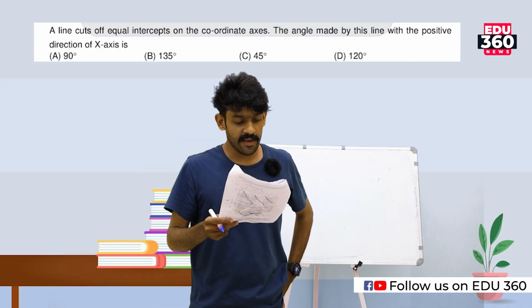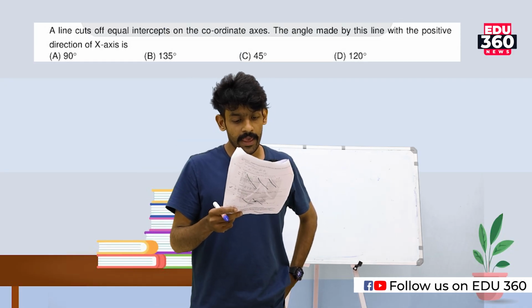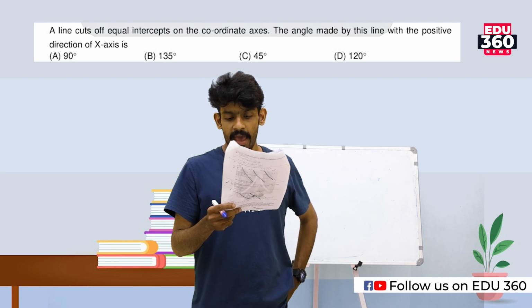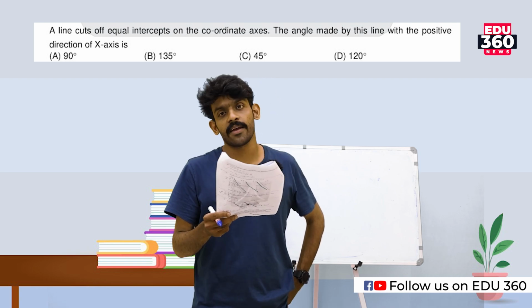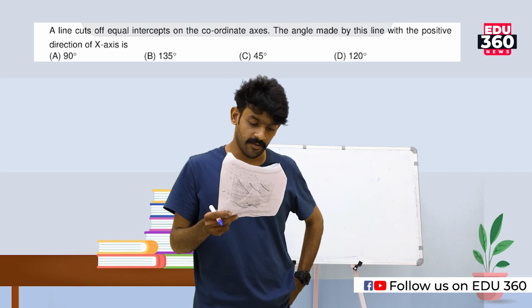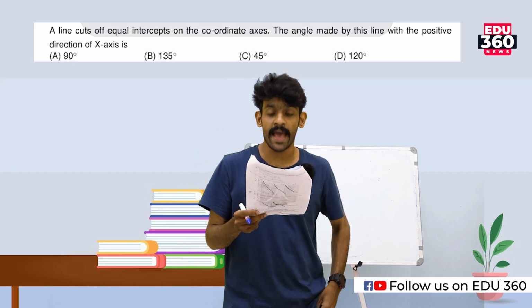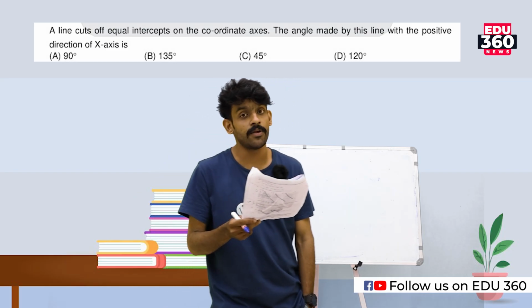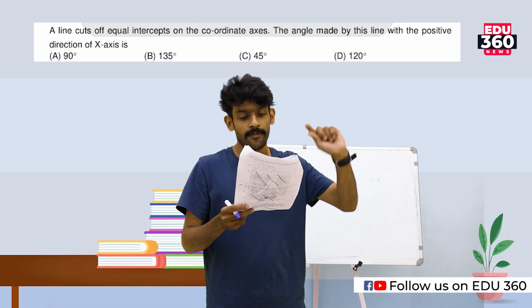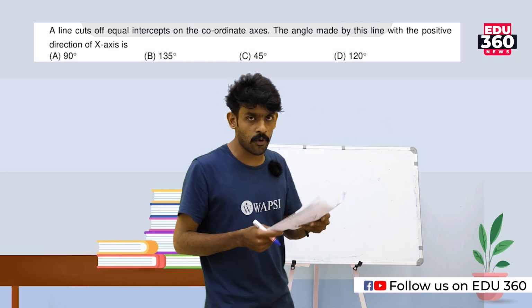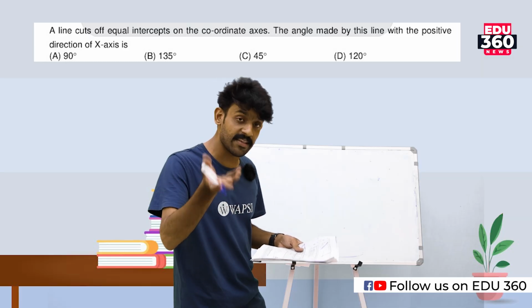So, the next question is: given that a line cuts off equal intercepts on the coordinate axis, the angle made by the line with the positive direction of x axis is. So, in this question, we need to find the angle made by the line with the positive direction of x axis. It's given that a line cuts off equal intercepts on the coordinate axis. Coordinate axis means it is x and y.